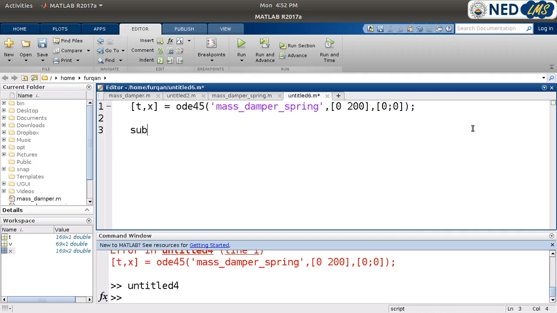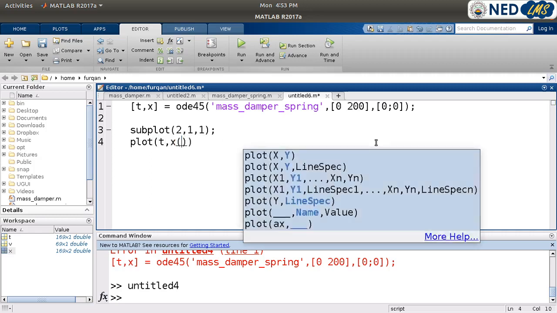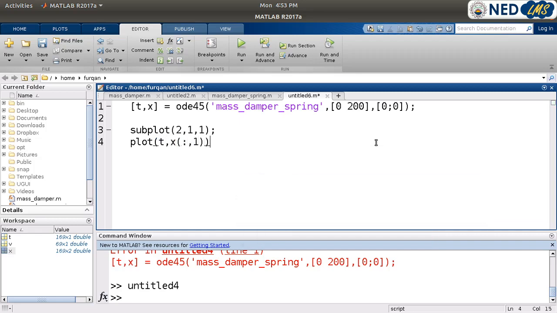I'm using the same subplot command as we did in lab session 1. Now I have created two areas with two rows and one column, and I'm using the first area of the figure. plot t comma x. Now just take this instruction for granted. I will describe it later after the execution of this script.